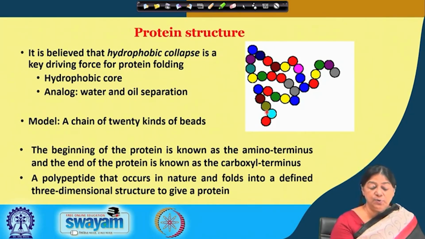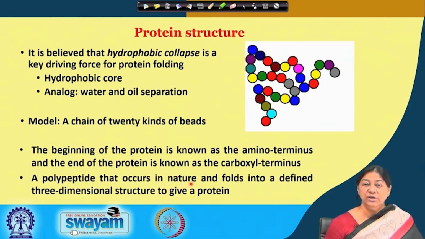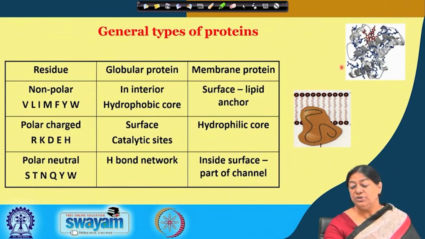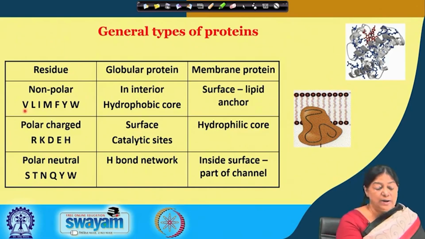So, the beginning of the protein is known as the amino terminus and the end of the protein is known as the carboxyl terminus, and the polypeptide that occurs in nature and folds into a definite three-dimensional structure is called a protein. The general types of proteins that we know are globular proteins, which are more or less shaped like this, which will have on the surface mostly hydrophilic type of residues. These are the one letter amino acid codes that we have.